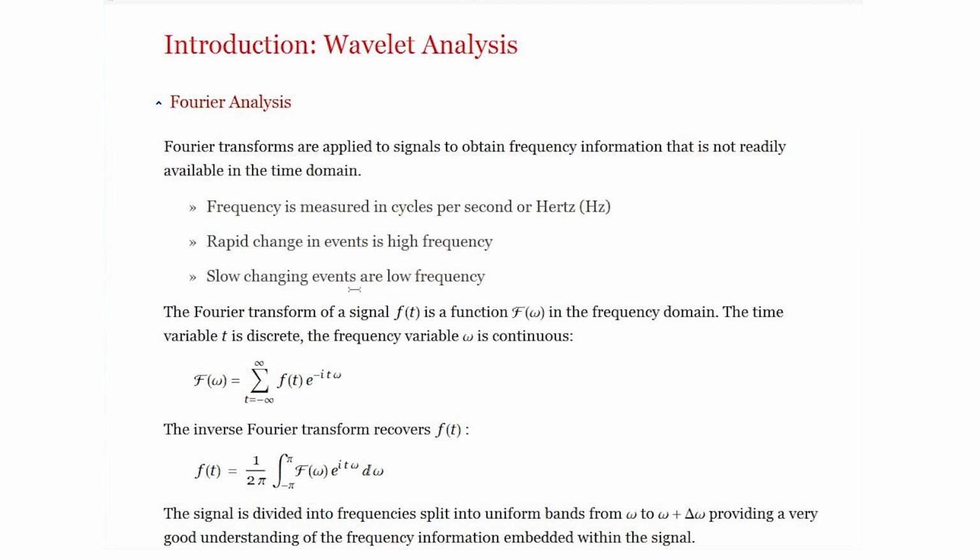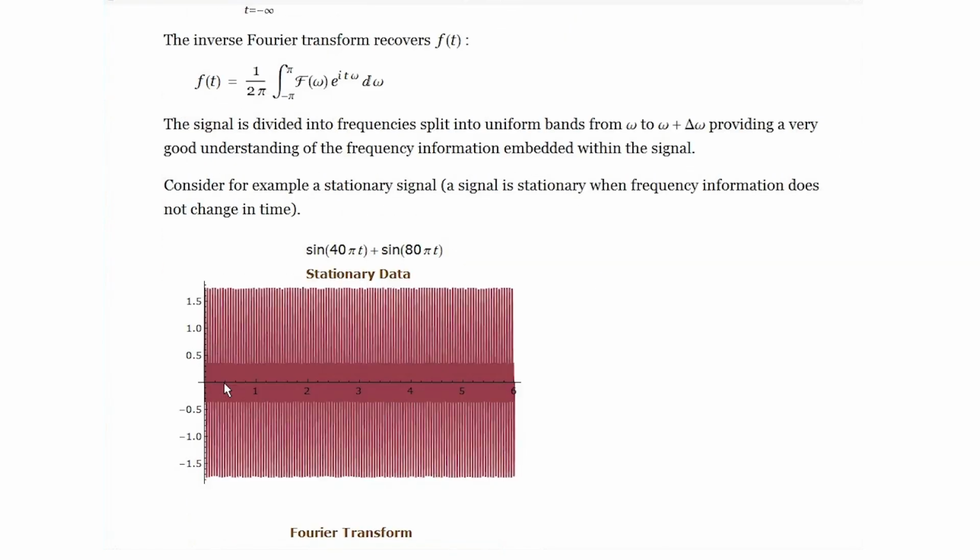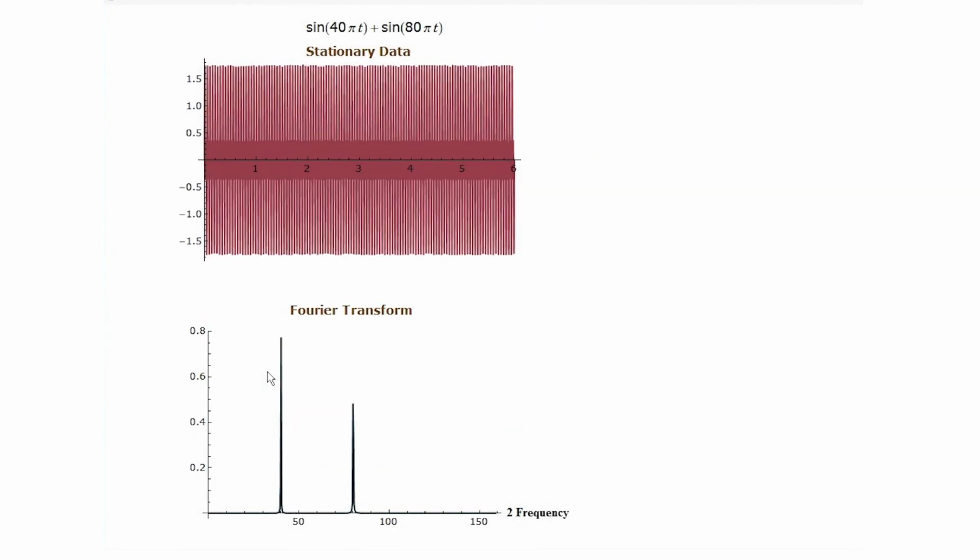So for example, if you have a time series given by the signal f of t, taking a Fourier transform of that through this formula gives us information of what frequencies were present. As an example, let us consider the stationary data, which consists of two signals, one at 20 Hz and one at 80 Hz. When you take a Fourier transform of this data, you'll notice that there are two frequencies that show up at 40 and 80 Hz respectively. Notice that the scale is at 2 times the frequency.